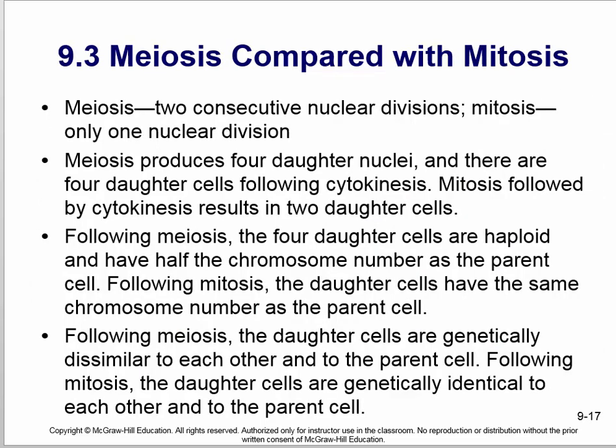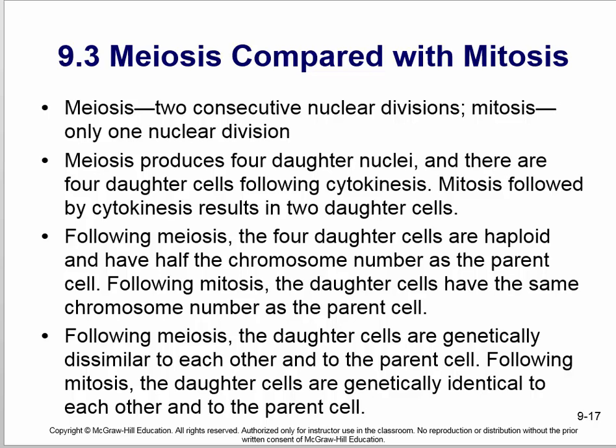Here's one point I want to make. In meiosis, there are two consecutive nuclear divisions, and in mitosis, there's only one nuclear division. In mitosis, there's only one nuclear division, resulting in two genetically identical daughter cells. In meiosis, there are two consecutive divisions of nuclear material, resulting in 4 daughter cells that are not genetically identical.